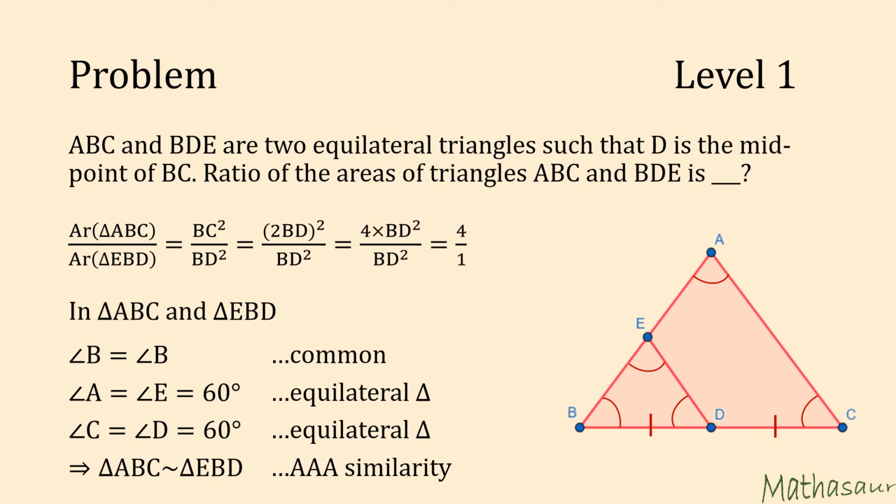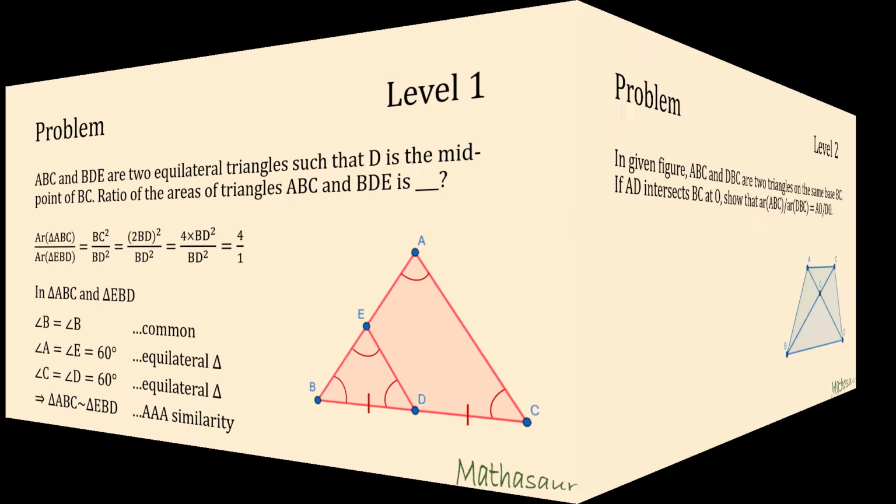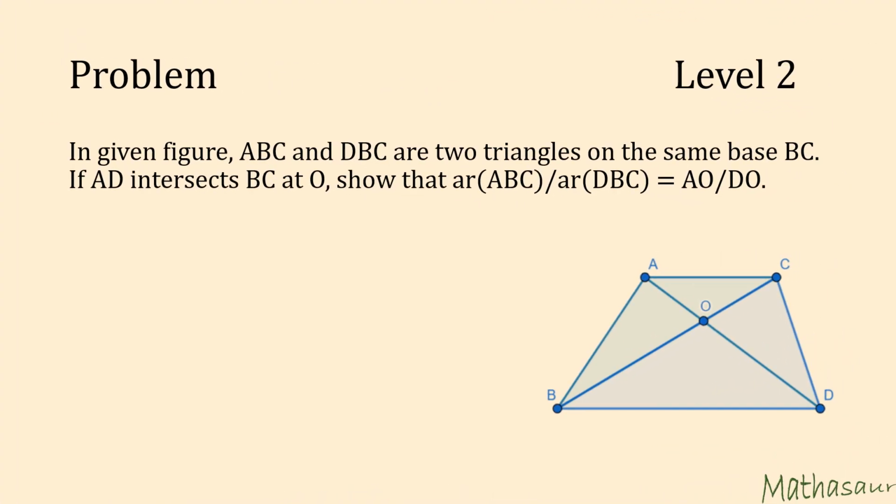Upon simplifying, we see that the ratio of area of triangle ABC to area of triangle EBD is 4:1. Let us look at another problem.